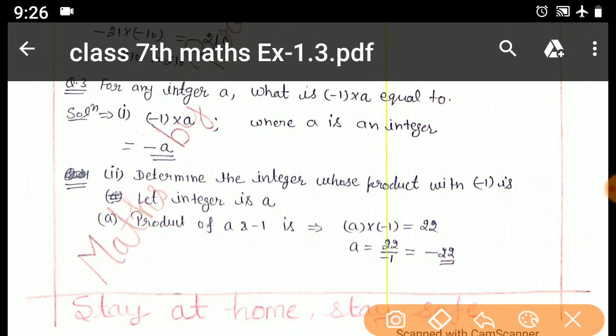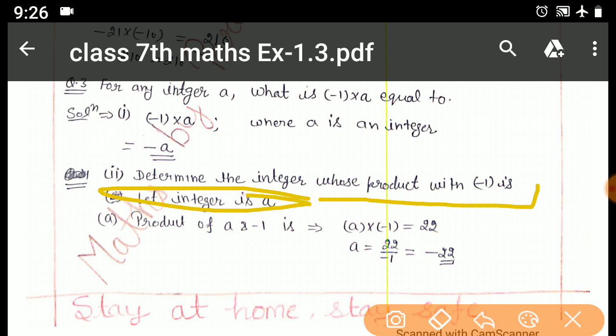And second part: determine the integer whose product with minus 1 is 22. We are given the product of an integer and minus 1. Let the integer be a, so a multiplied by minus 1 is equal to 22. Minus 1 is multiplying here, so on the other side it will divide. So 22 divided by minus 1 gives minus 22, and a is equal to minus 22 is our answer.